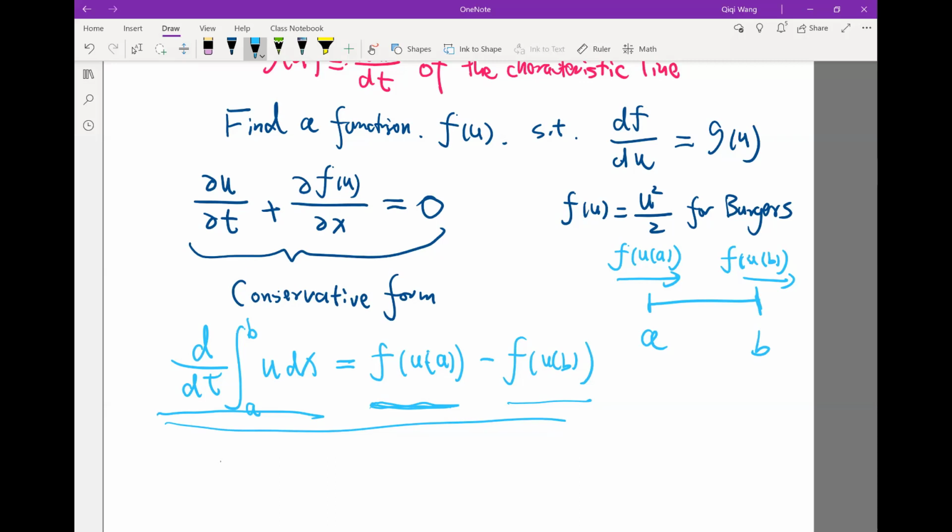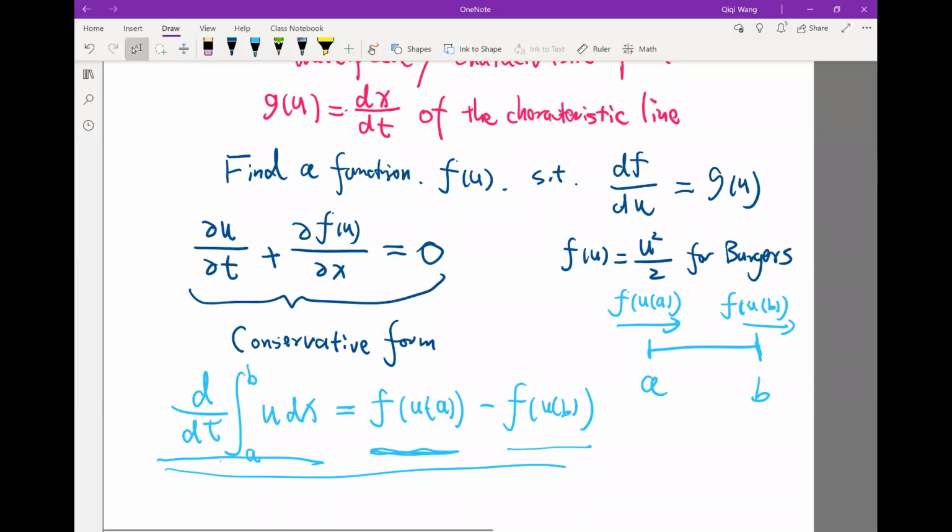So finite volume essentially looks at this form and says, hey, this actually holds true no matter if u is differentiable or not. So why don't we directly discretize this form as opposed to the differential form, which assumes that the solution u is differentiable?